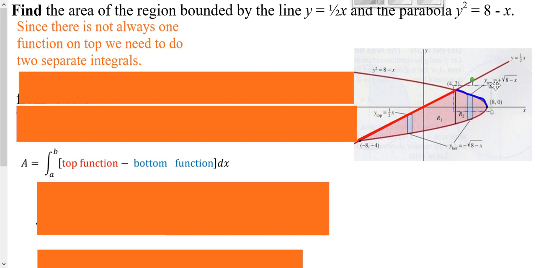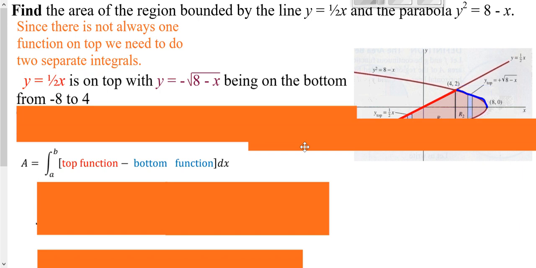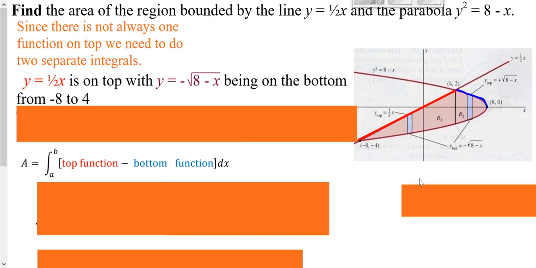Since we don't always have one function on top and one function on the bottom, we have to break it apart into two integrals. We'll have to do one integral where we have our diagonal line on top, which is our 1/2 x squared, and our parabola on the bottom. And that goes from -8 all the way over to 4 where they meet.